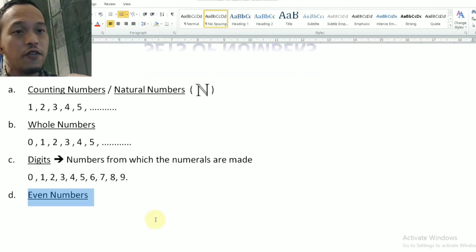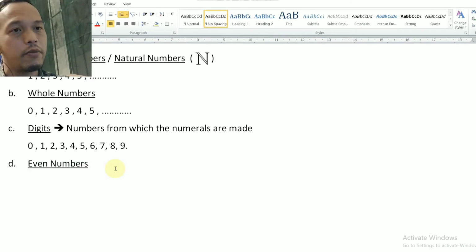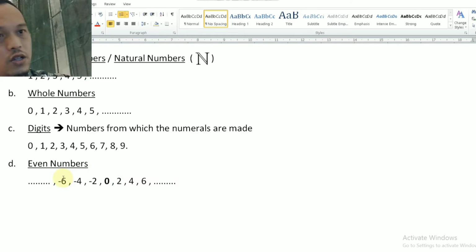And for even numbers, of course, you can remember they are numbers that are divisible by 2, both negative and positive. It goes to the extreme negative on one side and to the extreme positive on the other. So it's -6, -4, -2, 0. Please be aware that 0 is also an even number, and then 2, 4, and so on. For example, 102 is an even number since it is divisible by 2.